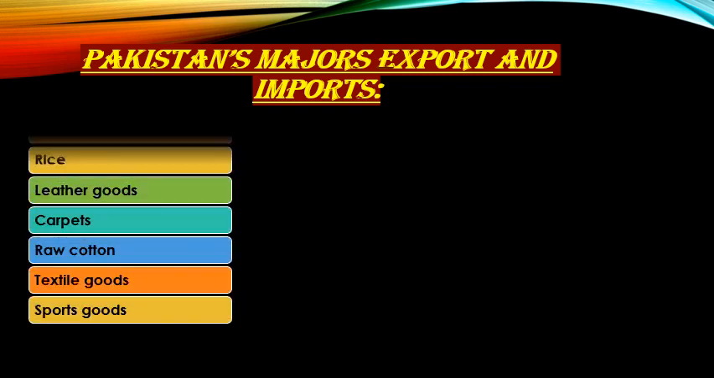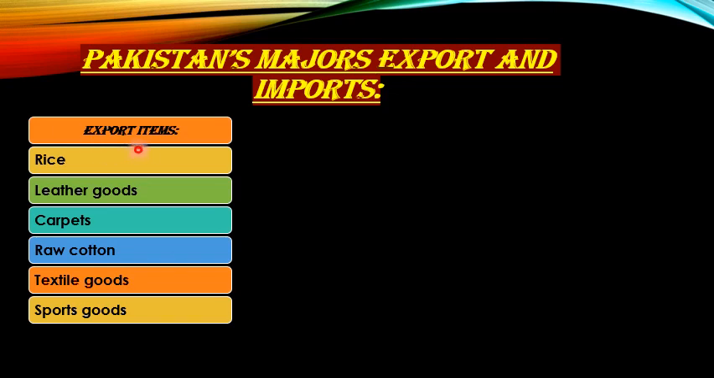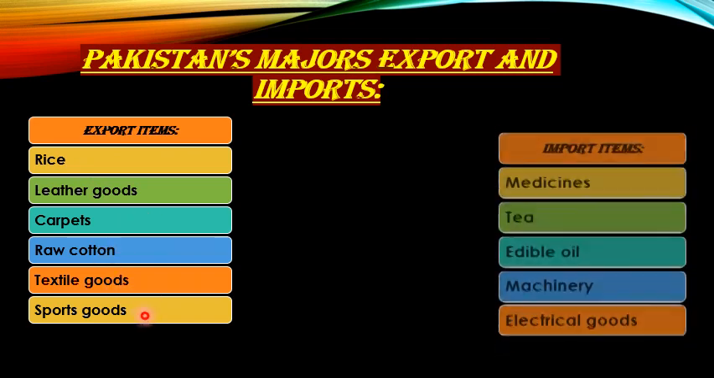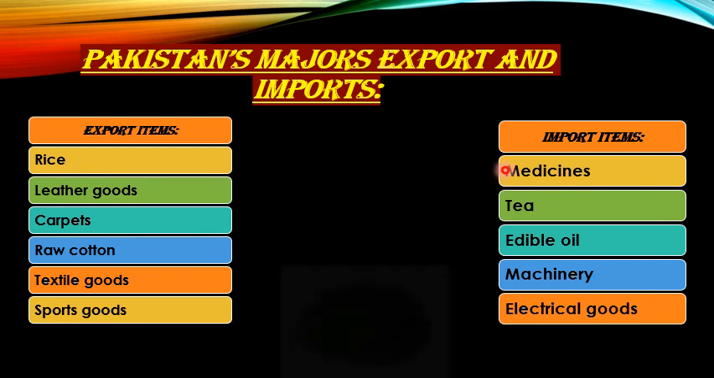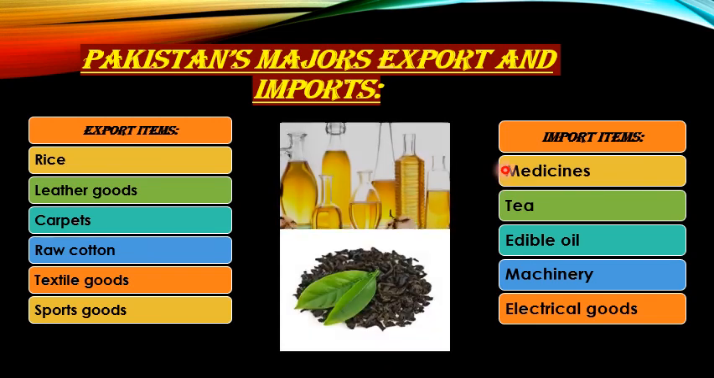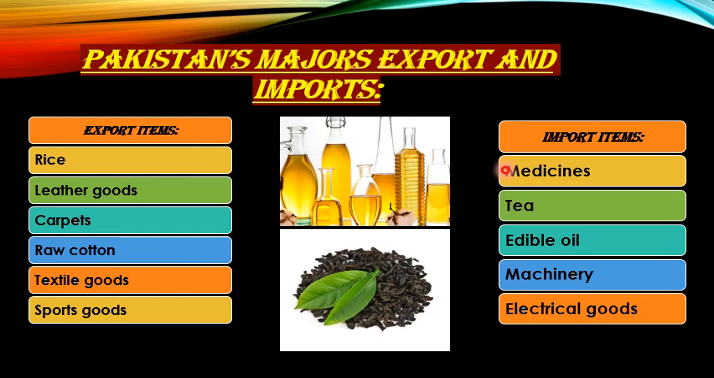Now, here are some of the major imports and exports of Pakistan. These are the export items where you can observe rice, leather goods, carpets, raw cotton, textile goods, sports goods, and here are the import items that include medicines, tea. This is how tea looks, edible oil, the cooking oil, machinery, and electrical goods.